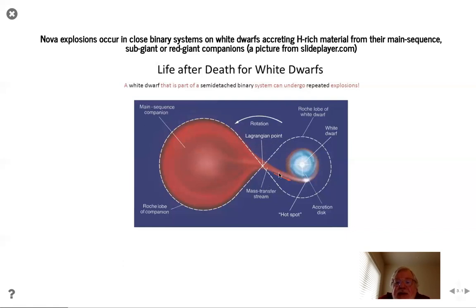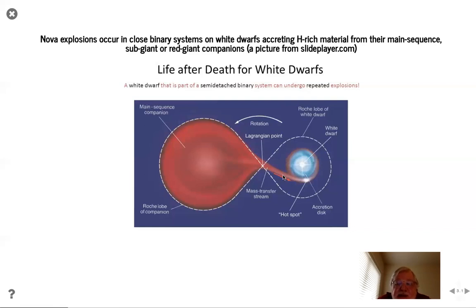We say the main sequence companion donates its material to the white dwarf companion. The donated material forms an accretion disk, and eventually this material from the disk will be accreted by the white dwarf.